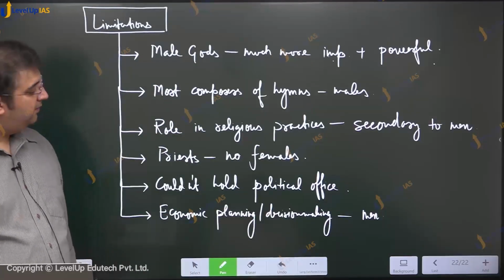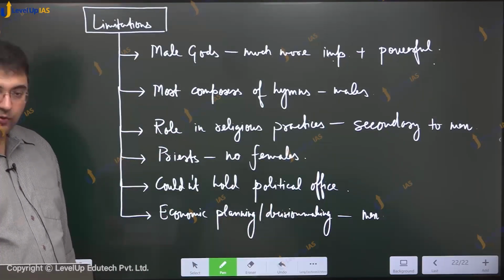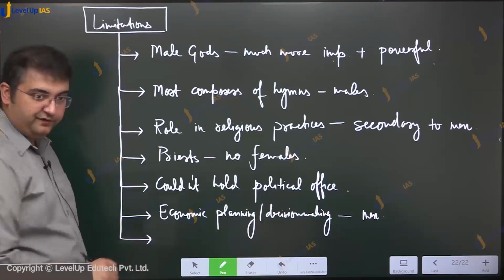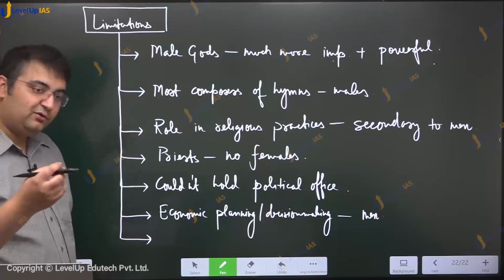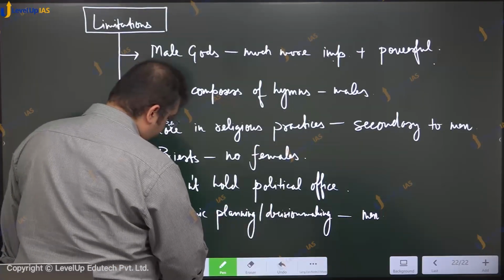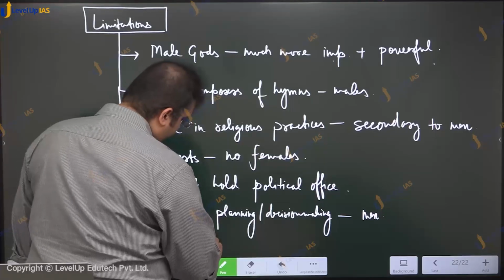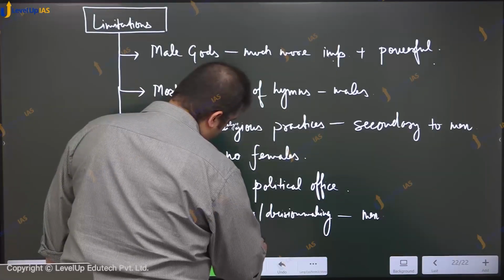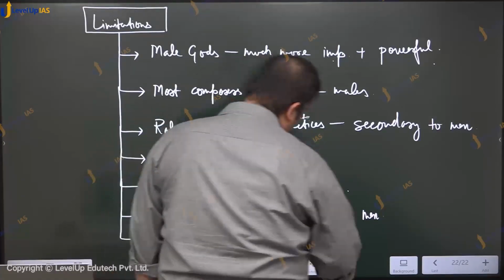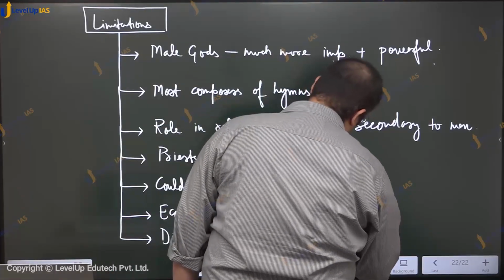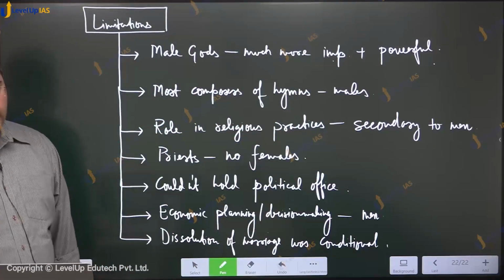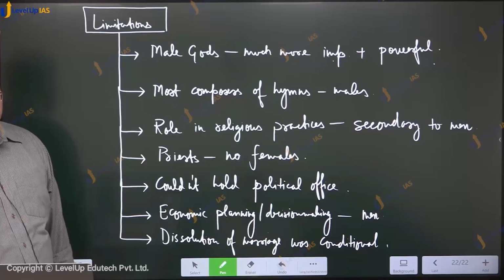ठीक है? While the dissolution of marriage was possible, there were several conditions that needed to be fulfilled first. ऐसा नहीं होगा कि डिवोर्स मांगा तो मिल ही जाएगा. So dissolution of marriage was conditional in nature, right?